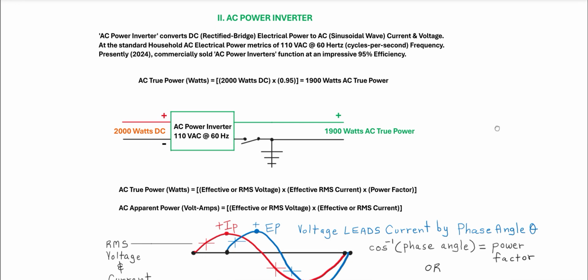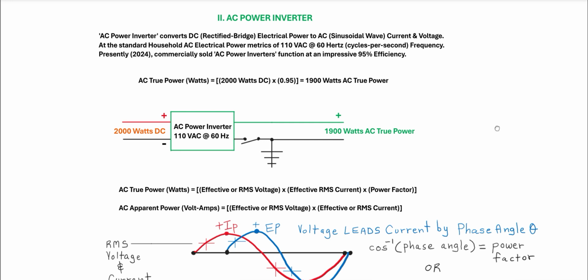So that's an AC, an electronic AC power inverter rated and designed for household alternating current true power applications of usually 110 VAC at 60 cycles per second, or 60 hertz. So you may have 120 VAC at 60 or 110. The AC power inverter converts DC or rectified bridge electrical power to AC sinusoidal wave current and voltage.